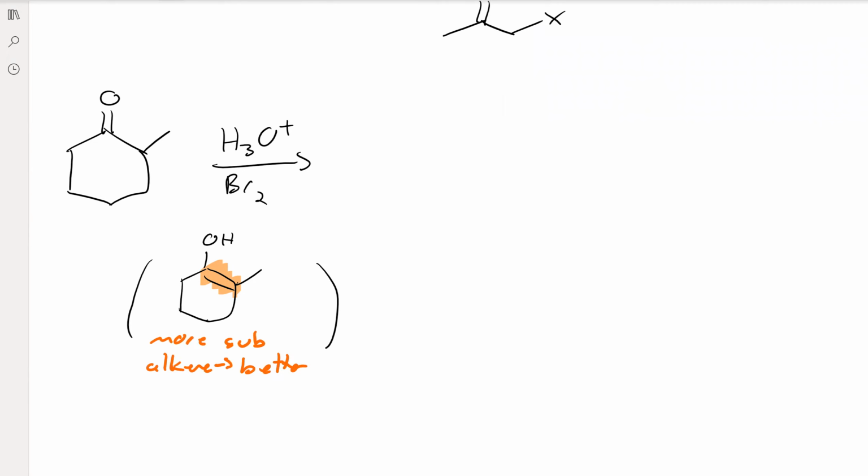And so when we think about where that bromine is going to end up, it's going to end up on the more substituted position as the major product. Obviously, you are going to get a mixture of everything.